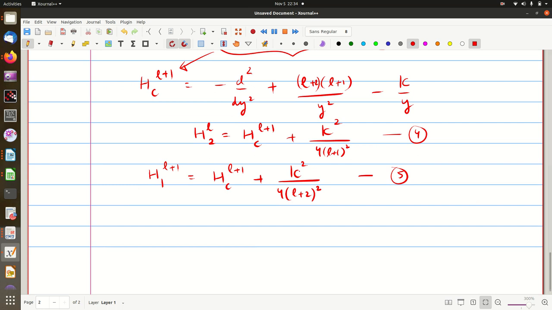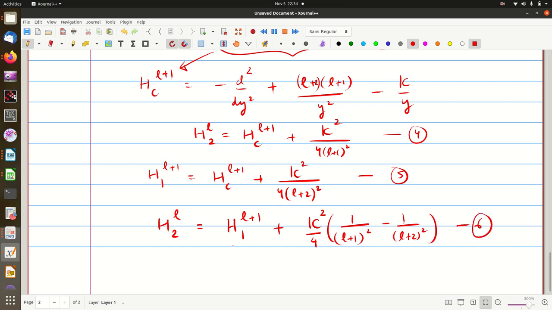Now if you substitute for HCl plus 1 in terms of H1L plus 1 minus this, we will get H2L in terms of H1L. So, H2L will be H1L plus 1 plus kappa squared by 4 times 1 by L plus 1 whole squared minus 1 by L plus 2 whole squared. This is equation 6. So, this is how H2 and H1 are related, and this is some constant actually, which is a function of L, but it is not having any operator.